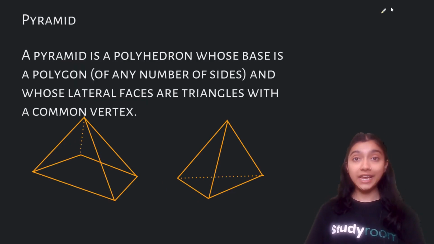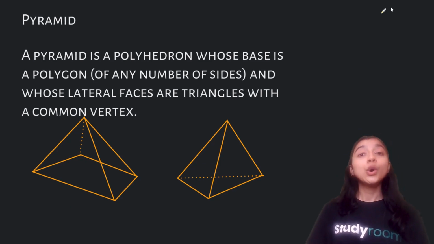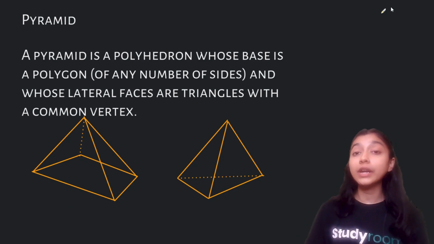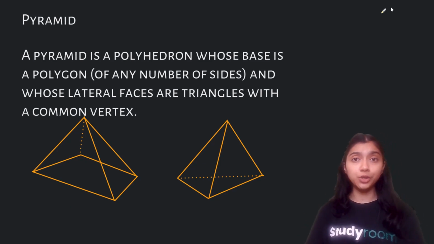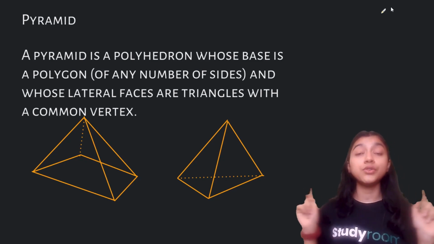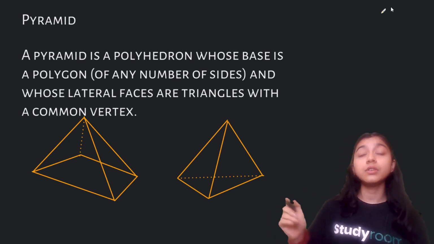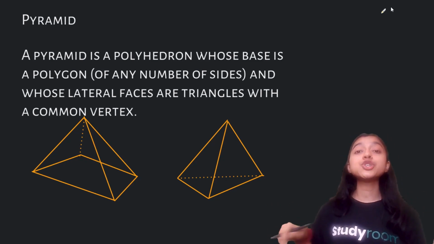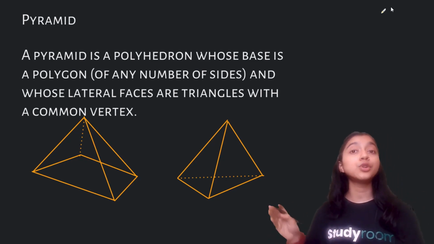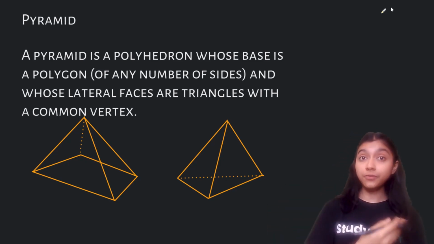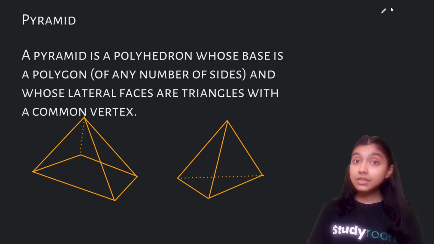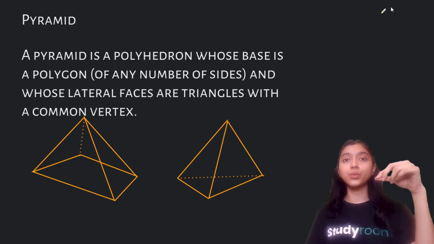The next member of the polyhedron family is a pyramid. Now, a pyramid is a polyhedron whose base is a shape from the polygon family. It can have any number of sides. It can be a triangle, a rectangle, any quadrilateral, even five sides. The main thing is that the base should be a polygon of any number of sides, but the lateral faces or the side faces should be triangles, and these triangles should meet at a common vertex point.